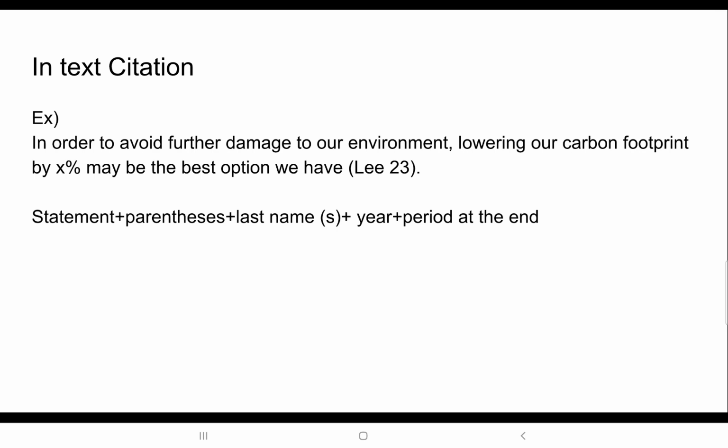In case there is no page number in the source that you are citing, you can just simply include the author's last name and end the citation with a period at the end after the parentheses. When referencing the same source again that you've previously done an in-text citation for, you actually only need to use the parentheses and mention the author's name again. You don't need to do the full citation. So, for example, in order to avoid further damage to our environment, lowering our carbon footprint by X% may be the best option we have, Lee 23.